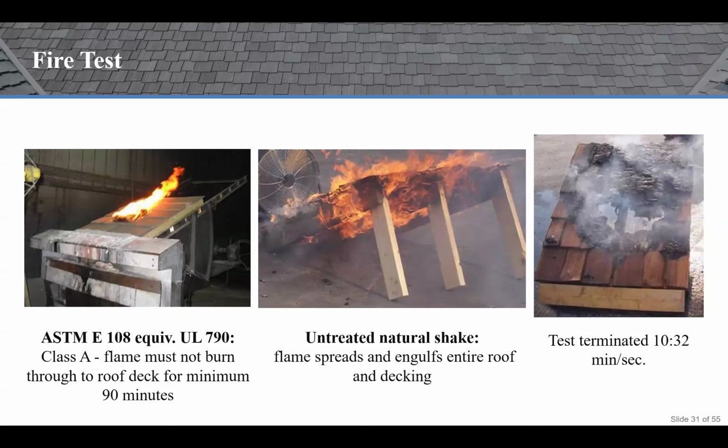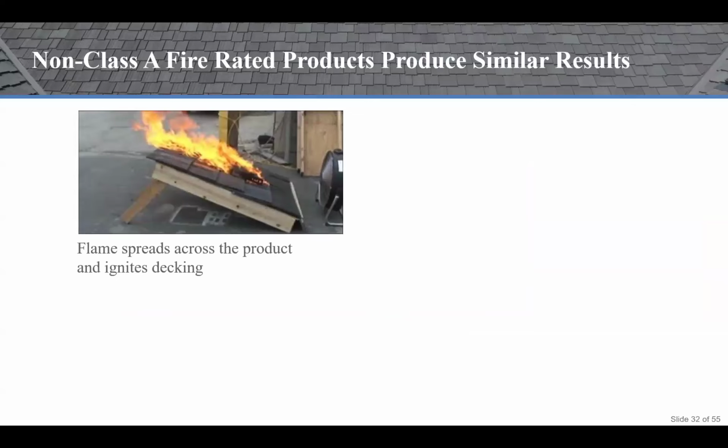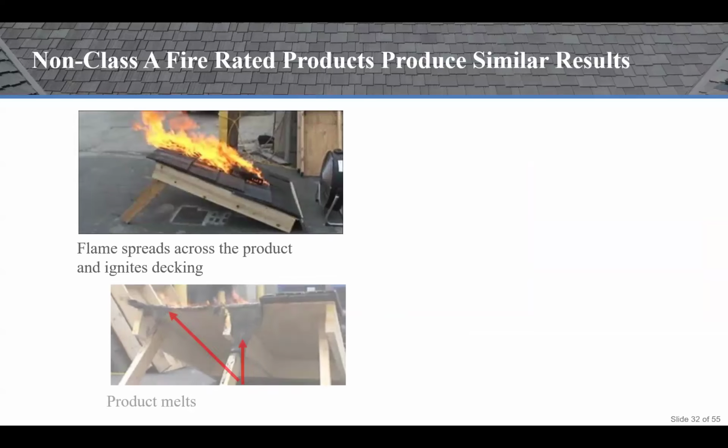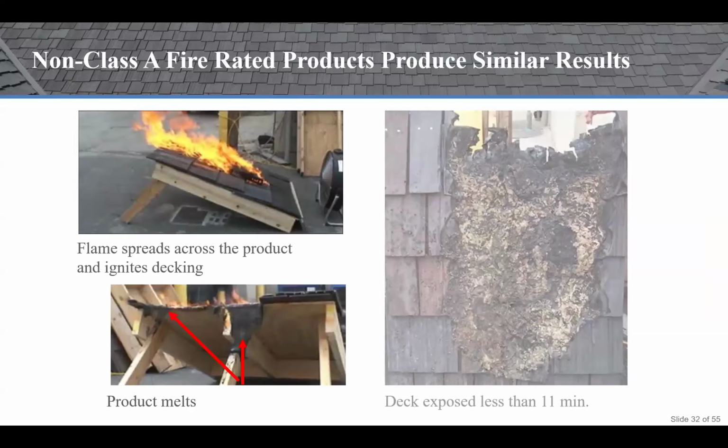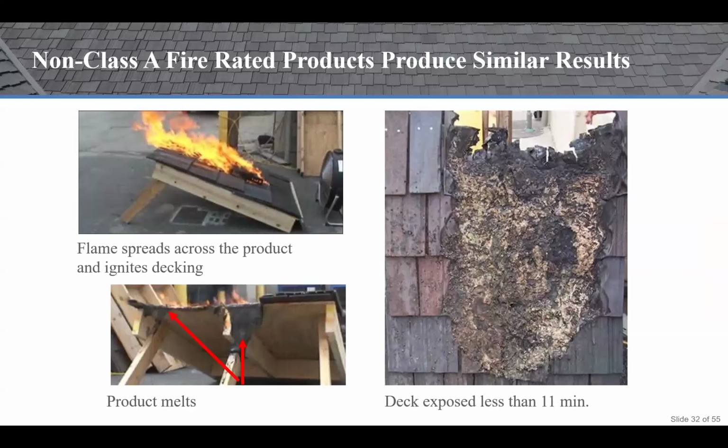But also note that the untreated natural shakes do not have any fire rating whatsoever, so that poses a serious fire hazard. Pictured here, you see the fire spreads through the untreated natural shakes and then through the roof deck in under about 10 minutes. And this shows what happens with a non-Class A fire rated product. The flame spreads across the product and ignites the decking. The product melts, taking less than 11 minutes for the roofing material to burn completely off and expose the decking.